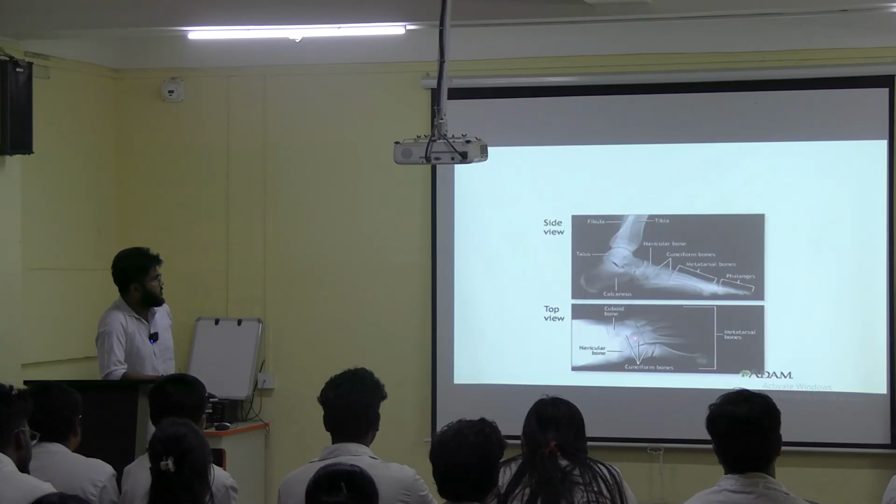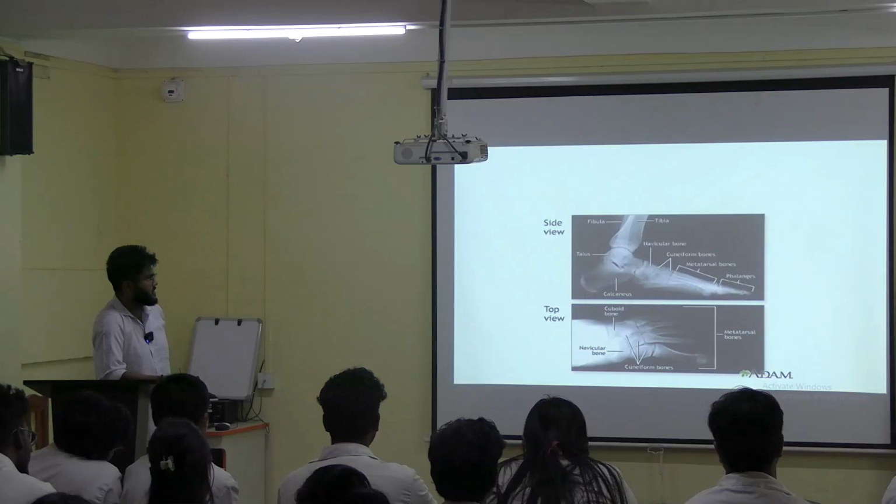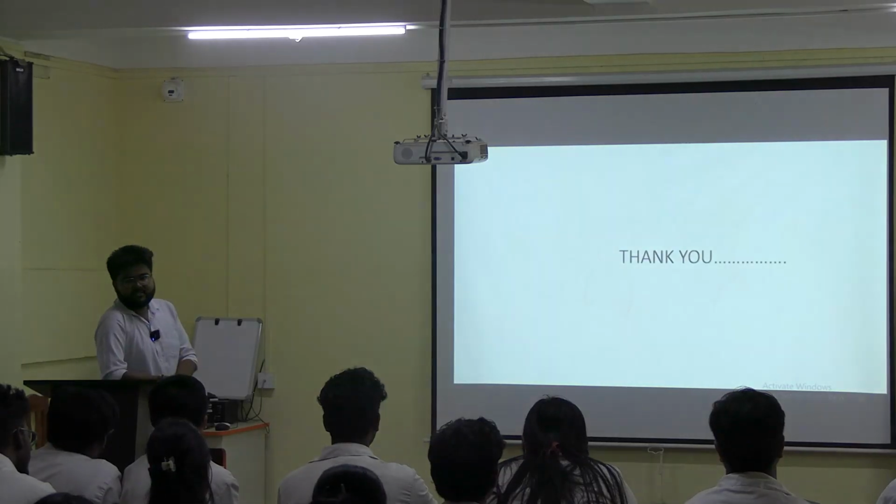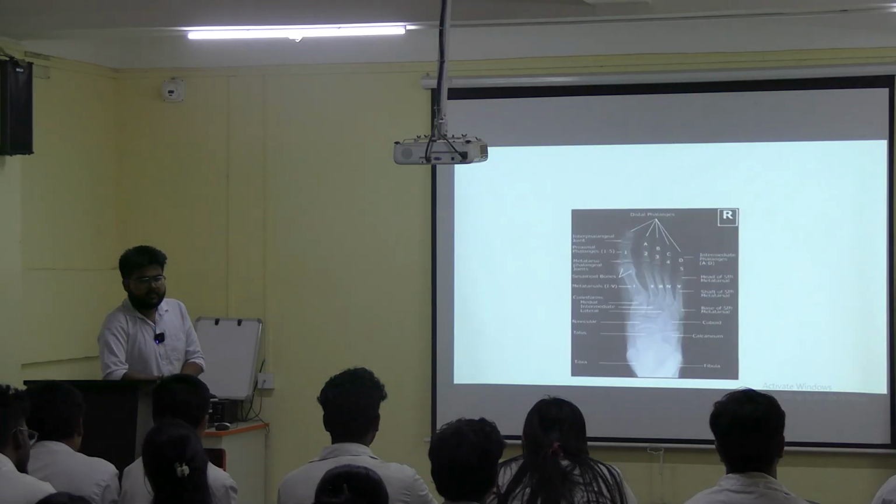So this is the lateral view. In the lateral view, you can easily identify the calcaneus, talus, navicular, and cuneiform bones. And these are the metatarsals and the phalanges. So that's all about these four X-rays.